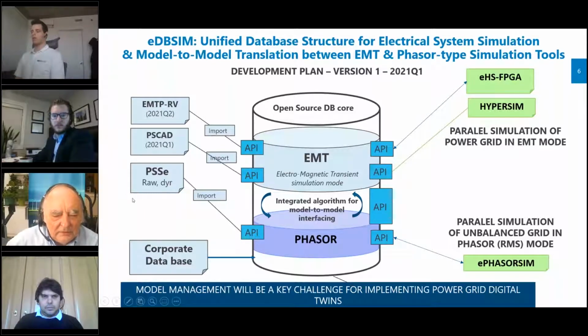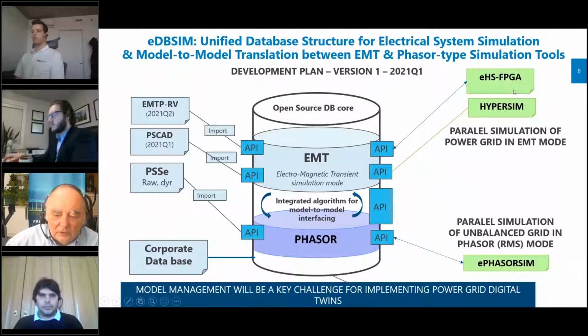So we need to take this data because we don't have access to a corporate database, because in most companies, the PSCAD models or MATLAB models are made by hand by engineers that maybe will spend the last 20 years of working just to maintain this data and make their own studies. So then we decided to make a central database here to be able to generate the model for ePHASORsim, to be able to make parallel simulation of large power grids in EMT mode.